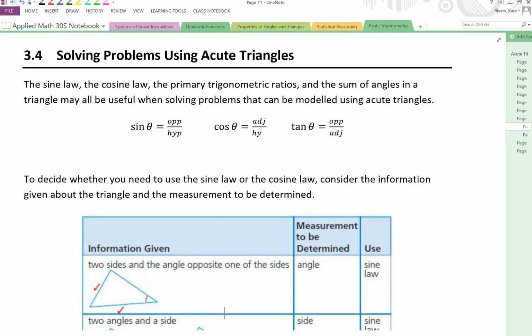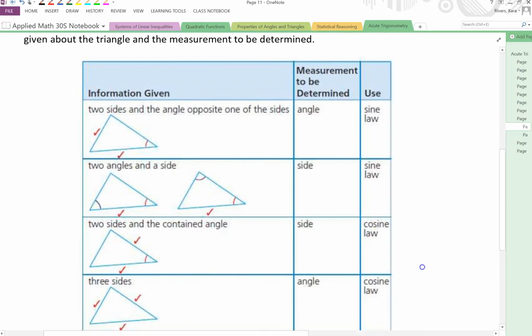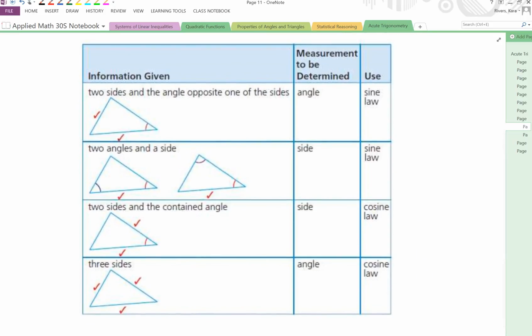In this lesson, we're going to put everything together that we learned for triangles and trigonometry. So we're going to choose a strategy, and that strategy is going to be determined by what is given and what is unknown. The table below here shows us how to decide between sine law and cosine law.